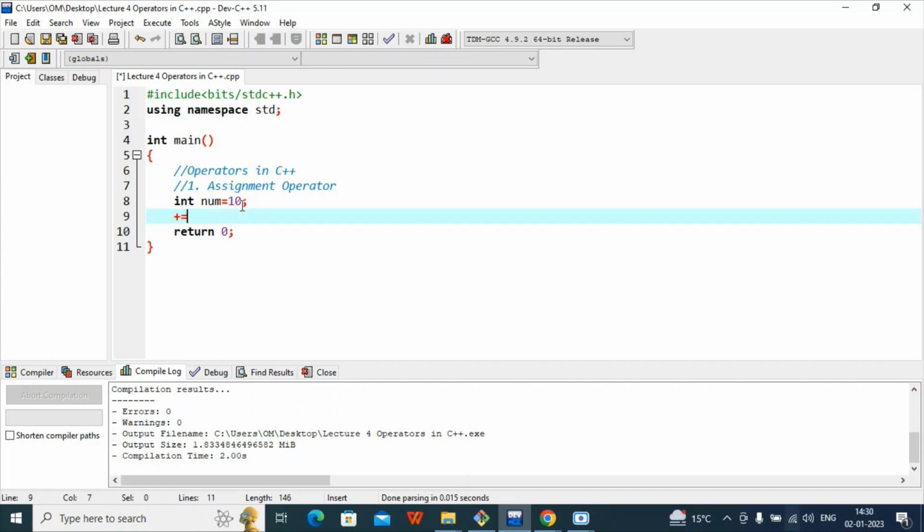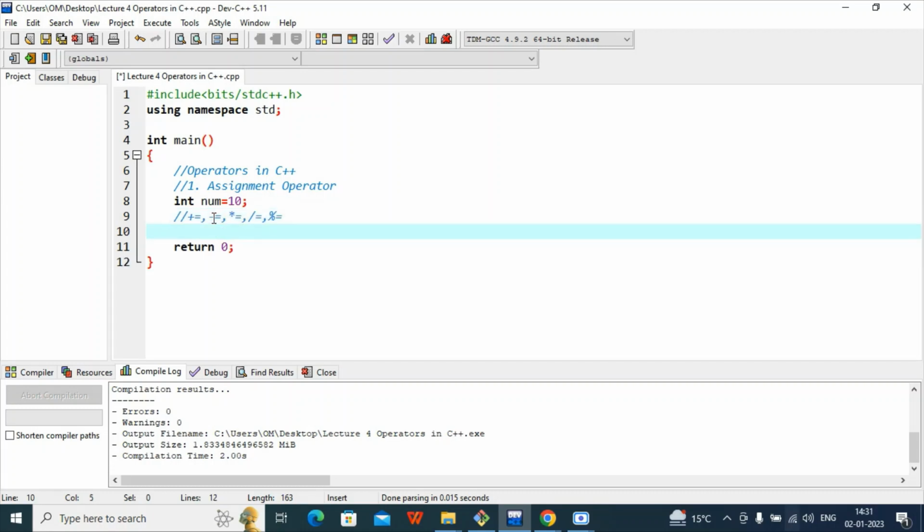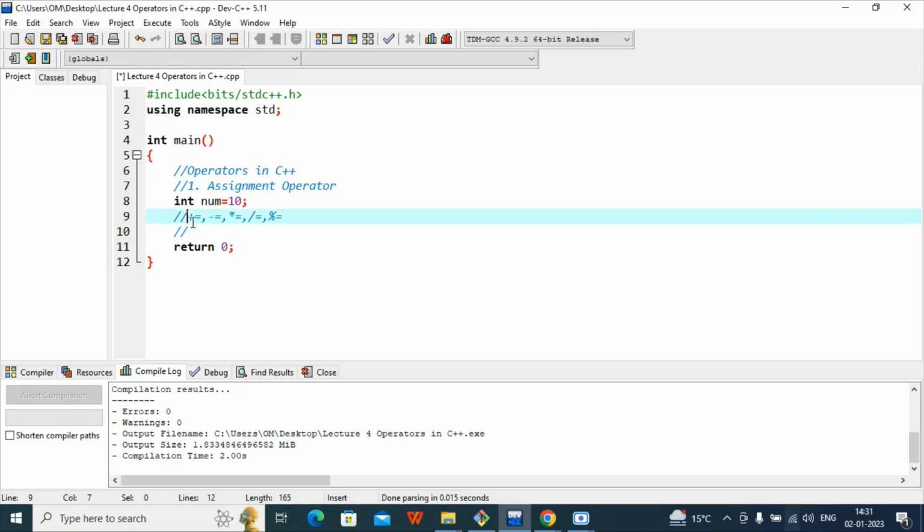Let me write every operator and then we will discuss it one by one. Minus equals to, multiply equals to, divide equals to, modulo equals to, right? This many. I'm sure that you remember that some of them we have already covered in the last to last video. That is expressions in C++ language.